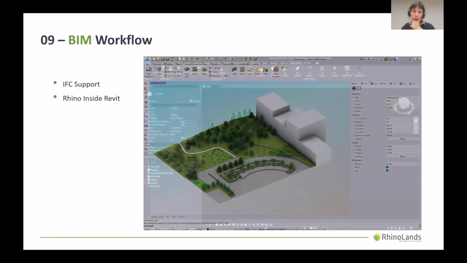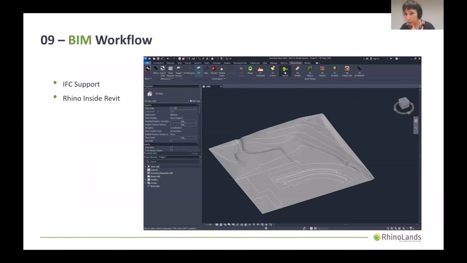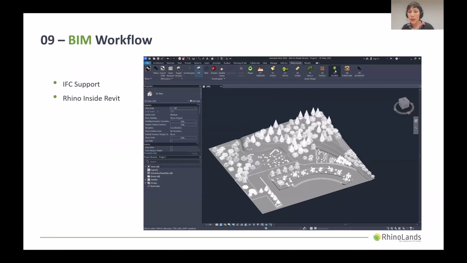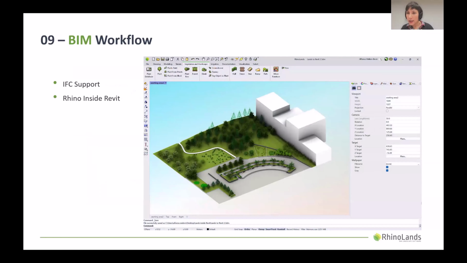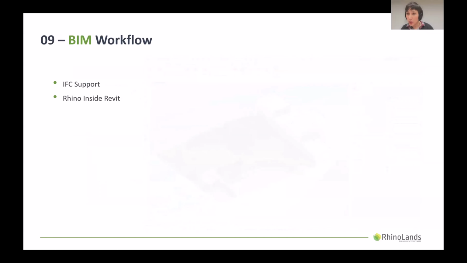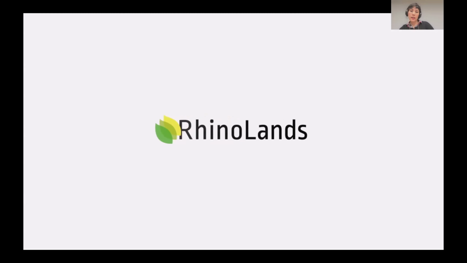Okay, another feature is the BIM workflow from this program to other BIM programs. In the case of Revit, as you see here, there are definitions that we copy and paste, and this way we are able to import the RhinoLands model inside Revit, and Revit will recognize these objects as BIM objects with all their parameters. Another feature regarding the BIM workflow is that we support the IFC file format, so we can import or export IFC files. So let's see how the design process is with the program.